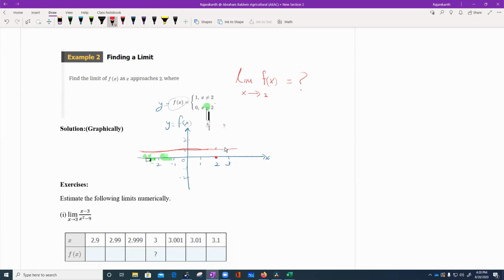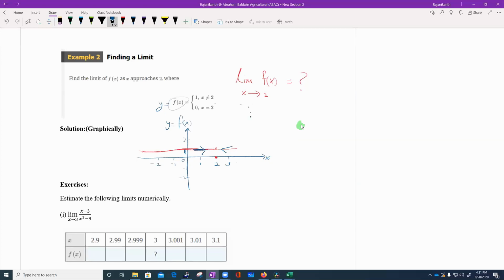Okay, now this is my graph. So we are taking the value very close to 2. So look at the function and check the value. When x approaches 2, your function value is getting simply 1. Okay? Therefore, my function value is here when x approaches 2. Even though function value at 2 is 0, the limit value of the function is 1. Okay? So you have to understand clearly.